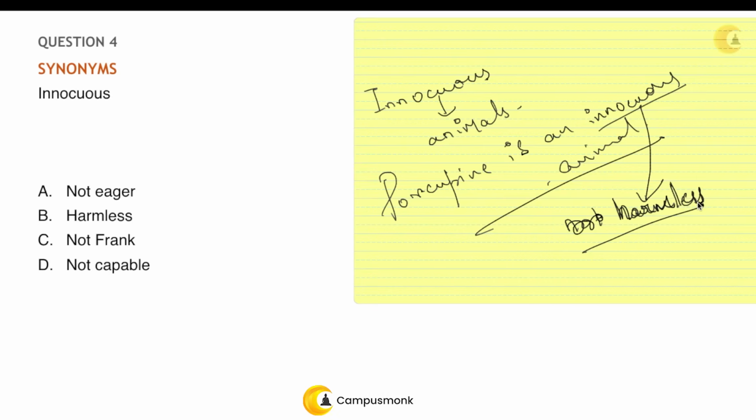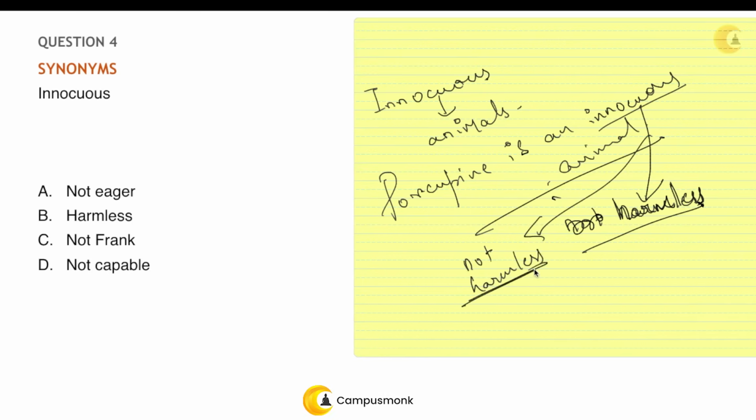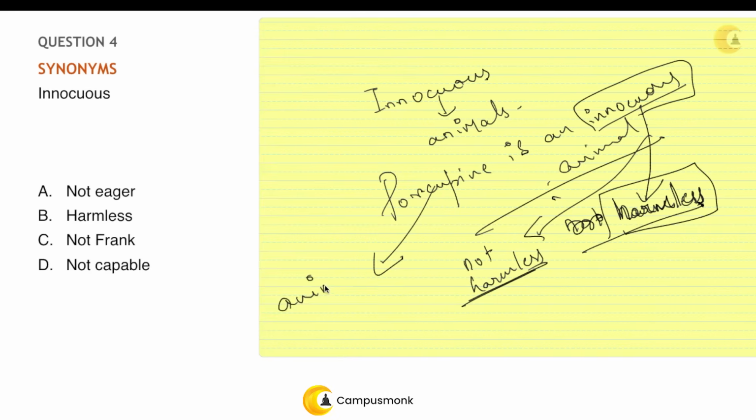So, what will be the opposite of innocuous? It will be something that is not harmless, right? So, actually, innocuous is a word that comes along with animals. It generally is used with animals that do not harm people, or anyone else, okay?